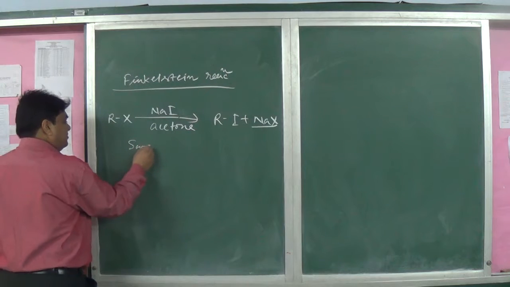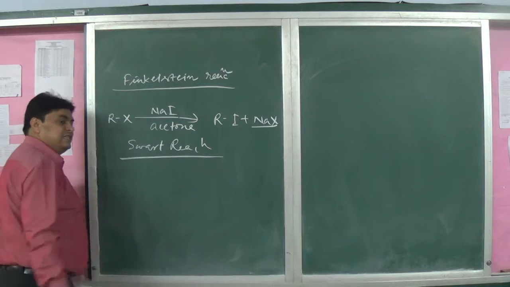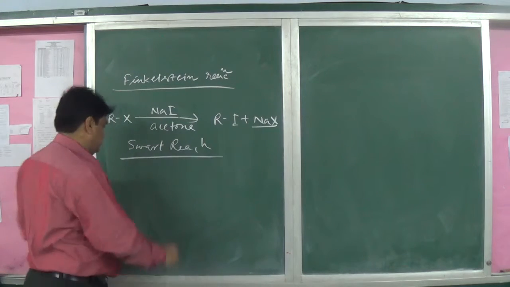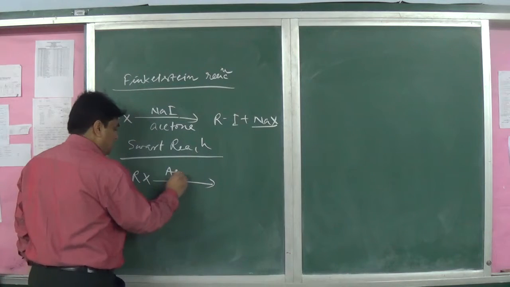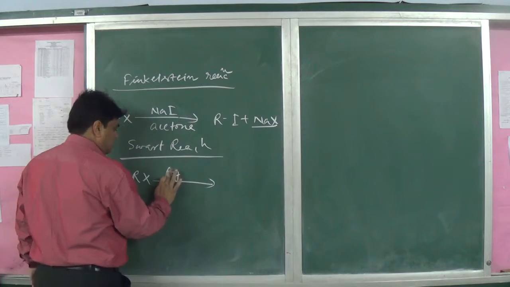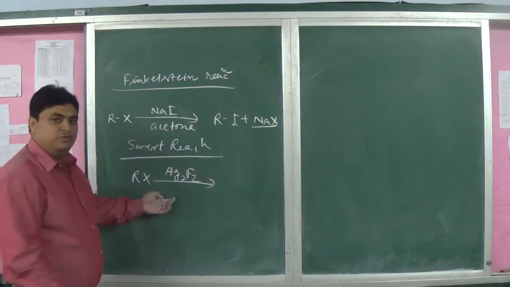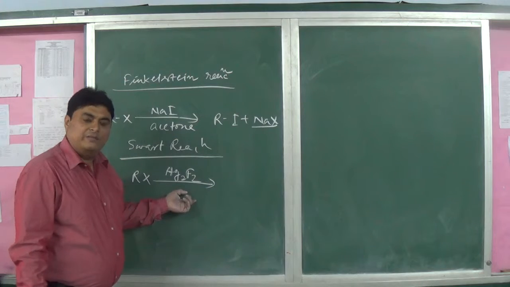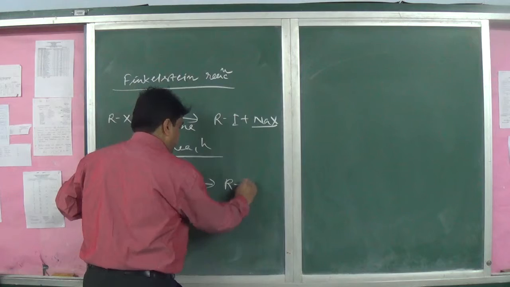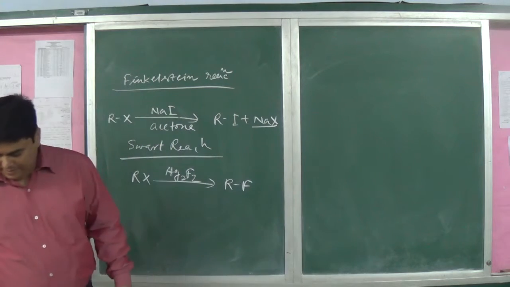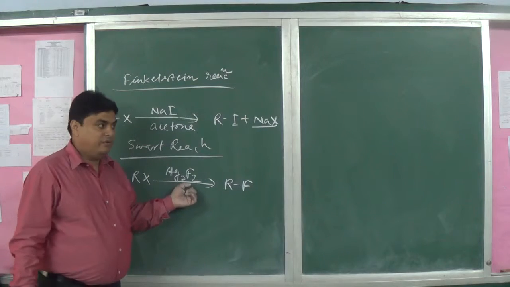Another is the Swarts reaction. This reaction produces fluoroalkanes. Hg2F2, CoF2 or SbF5, any inorganic fluorides, if you use them, you will get RF as the desired product. In that case, all bromo derivatives are replaced by fluoro.